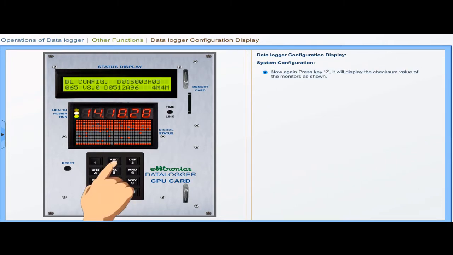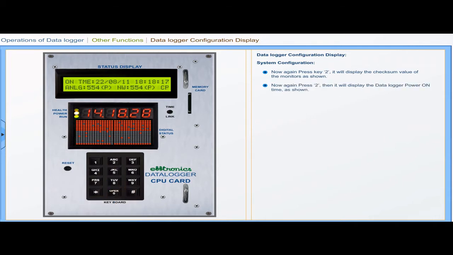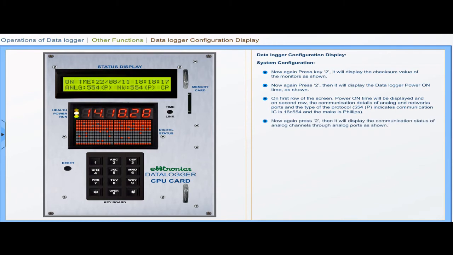Now again press key 2. It will display the checksum value of the monitors as shown. Now again press 2. Then it will display the data logger power on time as shown. On the first row of the screen, power on time will be displayed, and on the second row, the communication details of analog and network ports and the type of the protocol. 554P indicates the communication IC is 16C554 and the make is Philips.